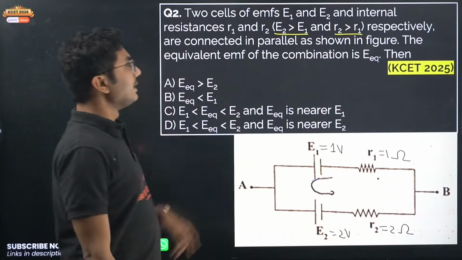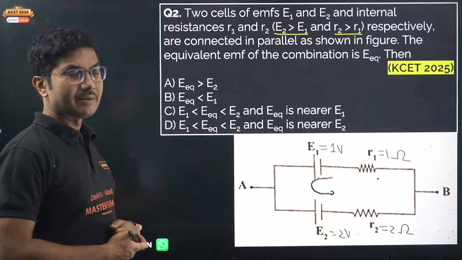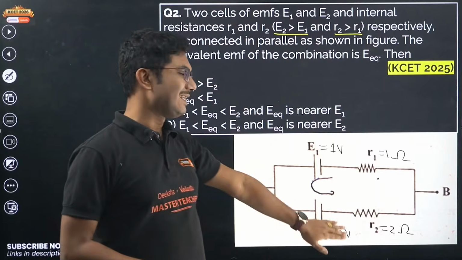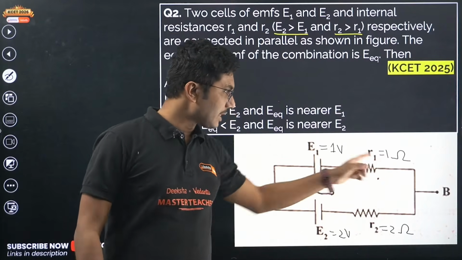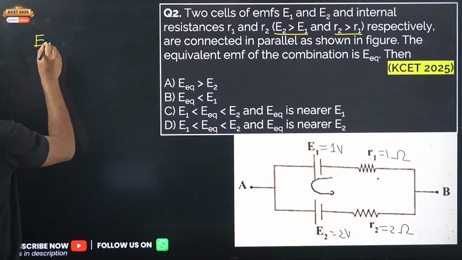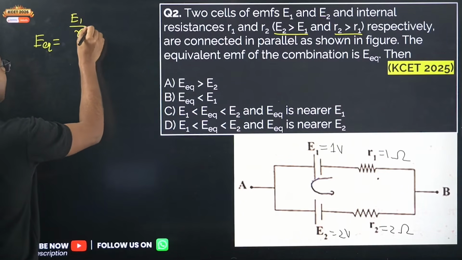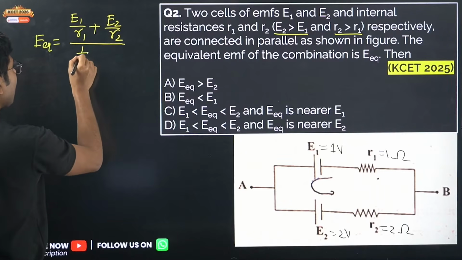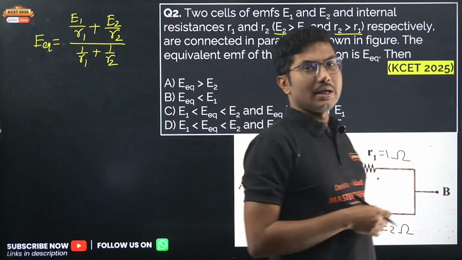Now you see that this condition is validated, and we only need to find the equivalent EMF of this combination. So how to calculate the equivalent EMF of cells in parallel? Here you can see the cells are connected in parallel combination. This is point A, that is point B, so they are connected in parallel. The equivalent EMF in parallel combination is given by E1 by R1 plus E2 by R2, divided by 1 by R1 plus 1 by R2. This is the easiest way to remember the equivalent EMF.